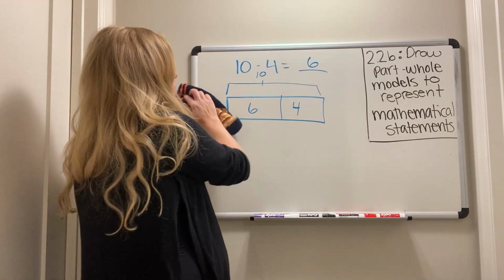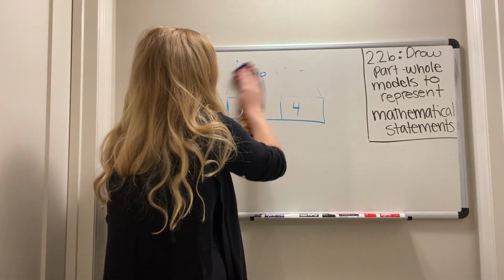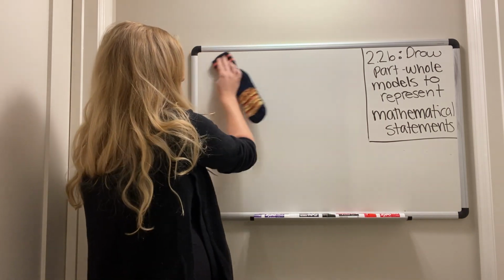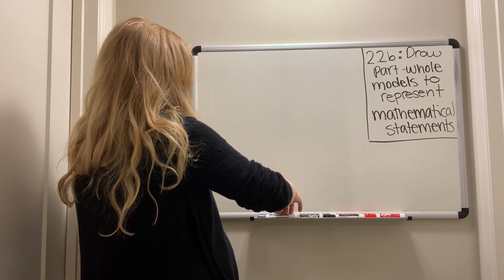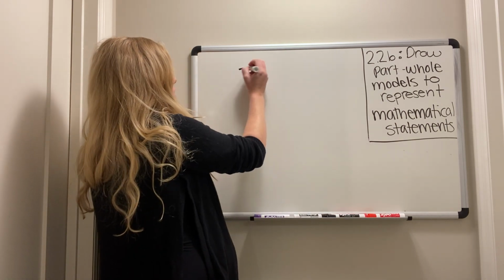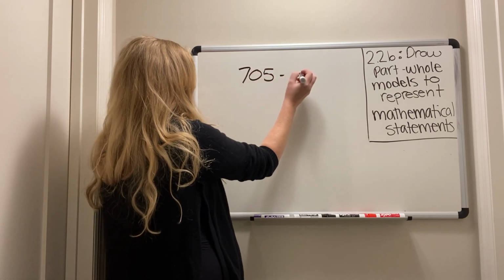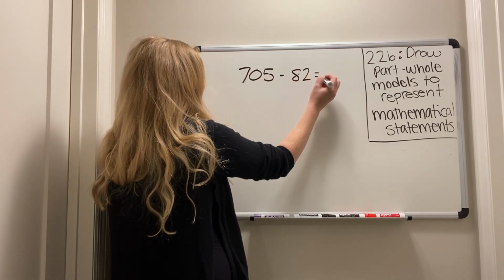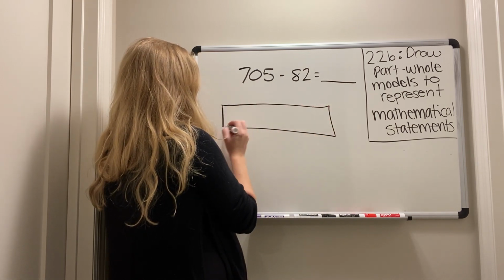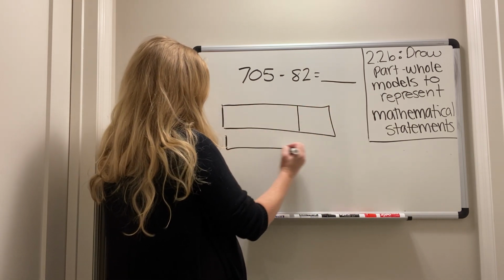Okay, let's do actually one more subtraction, a trickier subtraction. So if I had 705 minus 82 equals blank, how would you fill that out?